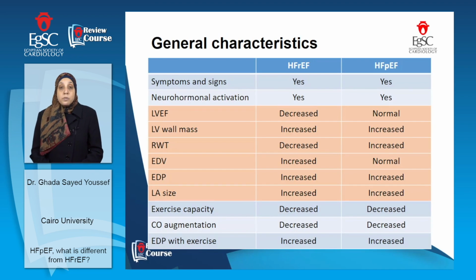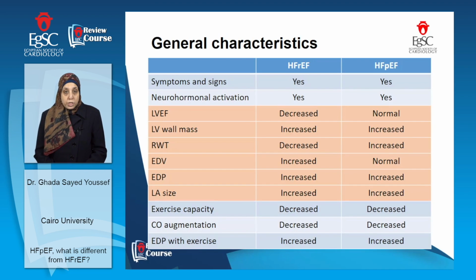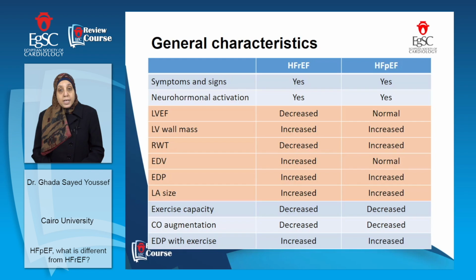These are the comparisons in the general characteristics between both conditions. Both conditions are associated with volume overload and the neurohormonal activation. But when observing the echo parameters, we can see by definition that the ejection fraction is lower in patients with HFrEF. The left ventricular wall mass increased in both conditions, but the relative wall thickness is increased in HFpEF and decreased in HFrEF. The end diastolic volume, of course, is higher in HFrEF. The end diastolic pressure and the left atrial size are higher in both conditions.